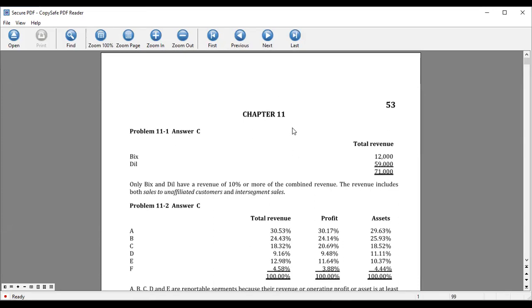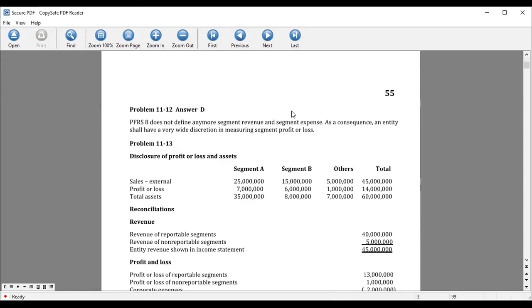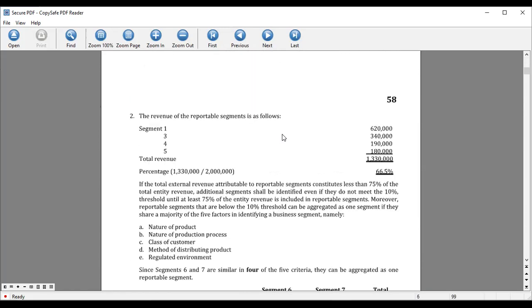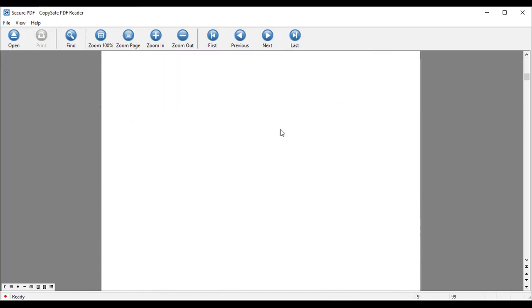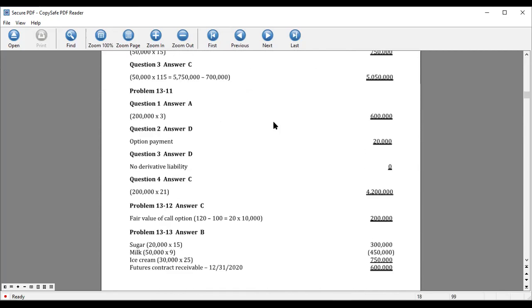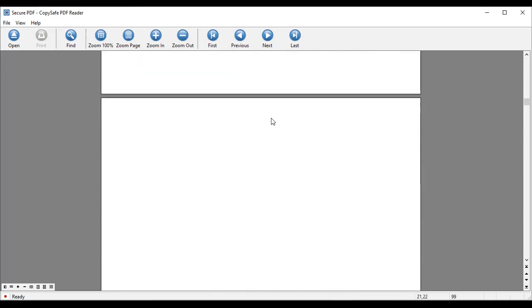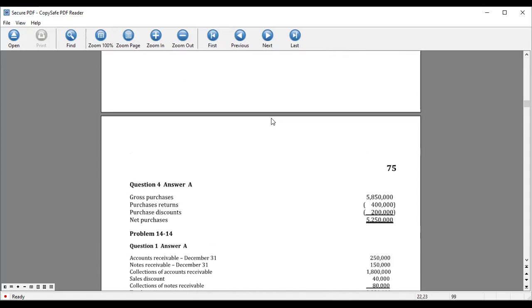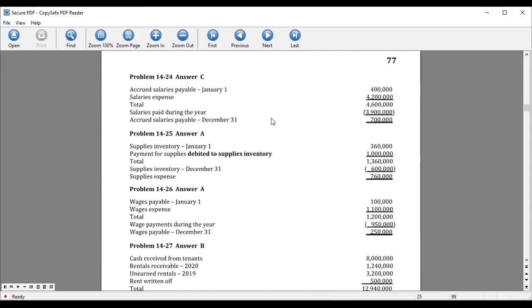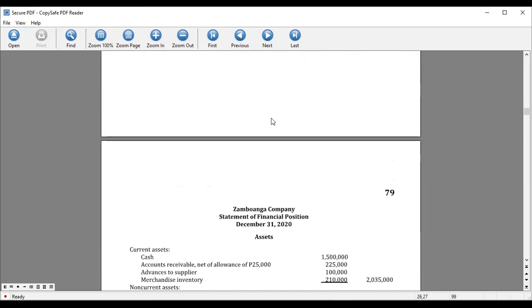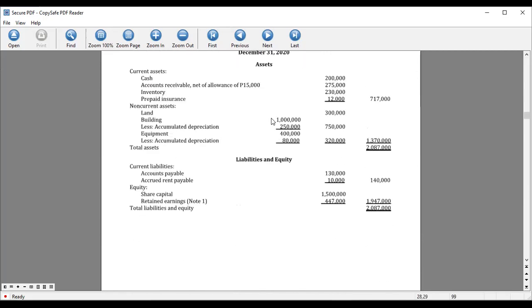Okay, now let's begin with 16 dash 1. For 16 dash 1, required: first, prepare a worksheet showing corrected net income for 2019 and 2020. And second, we have to prepare adjusting entries on December 31, 2020, with two assumptions: first, the books are still open, and second, assuming that the books are closed.